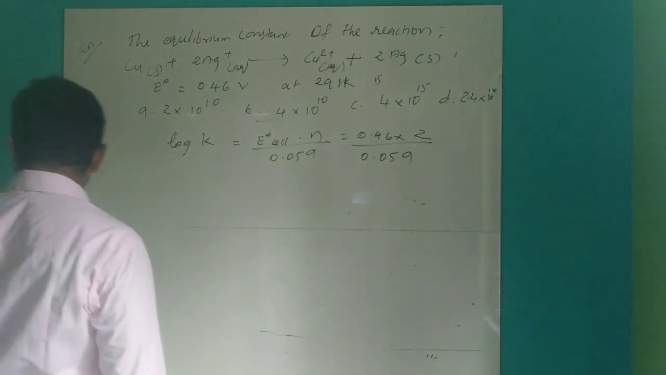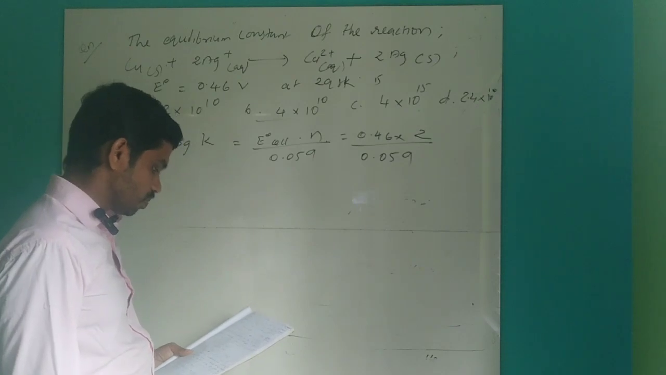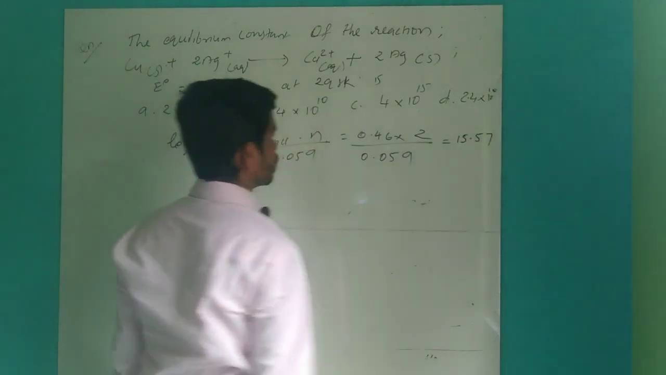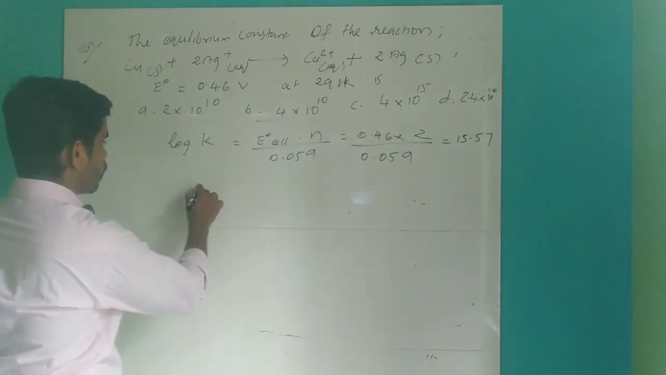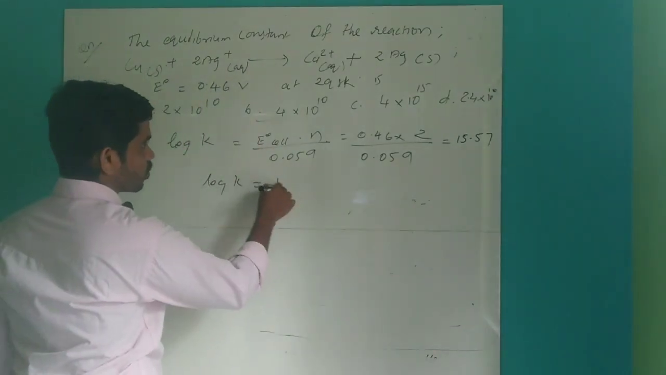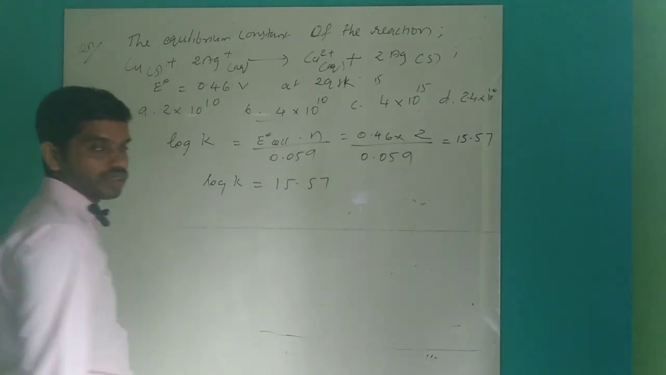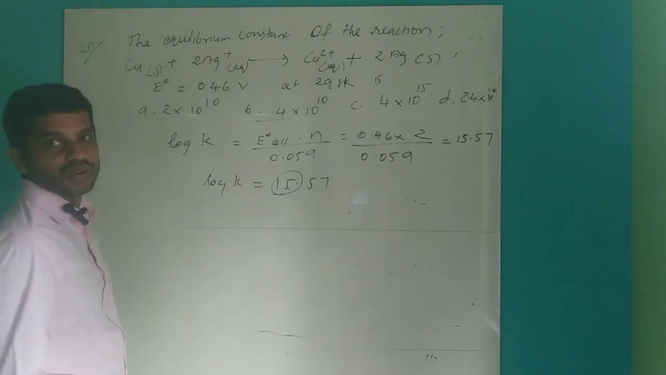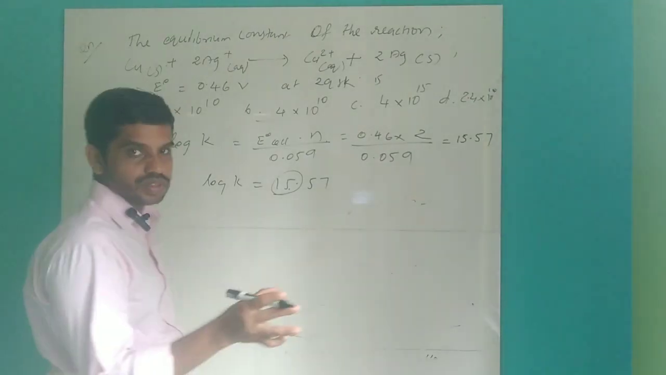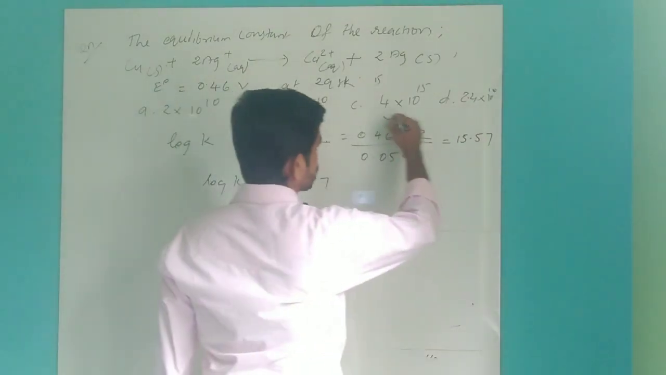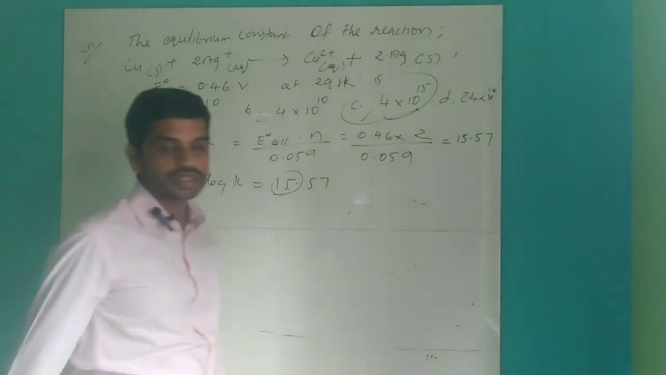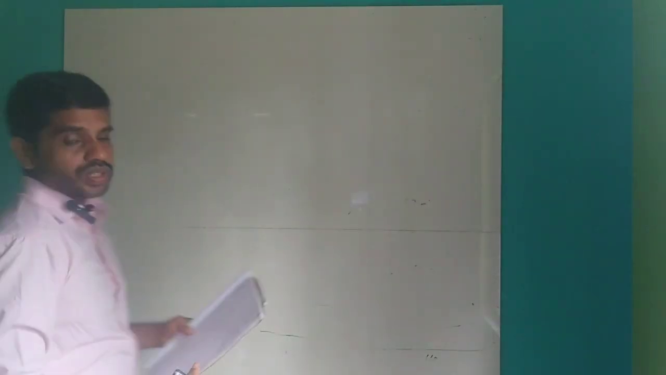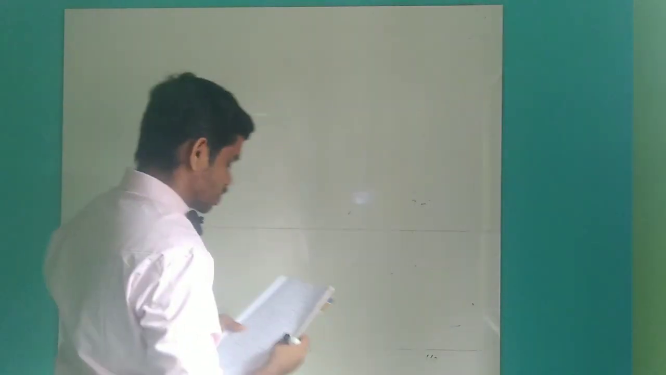If you multiply this, you will get 15.57. So log K is equal to 15.57. Right, so 15 is coming, so see, 10 power 15. So K is some value into 10 power 15. So option C is the right one. This problem is also similar to the last one we solved.